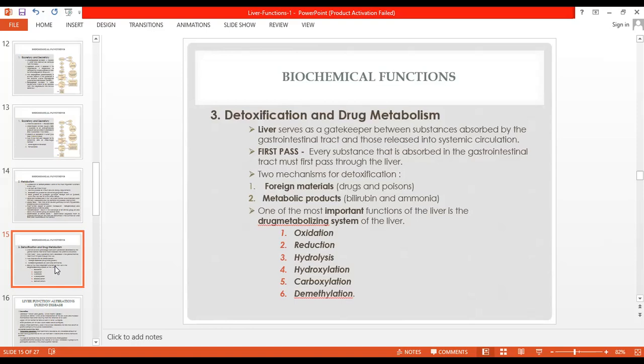This system is responsible for the detoxification of many drugs through oxidation, reductions, hydrolysis, hydroxylation, carboxylation, and demethylation. Many of these take place in the liver microsomes via the cytochrome P450 isoenzymes.